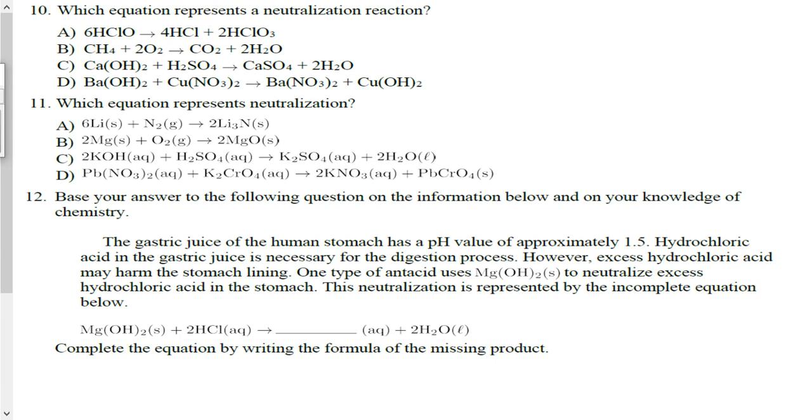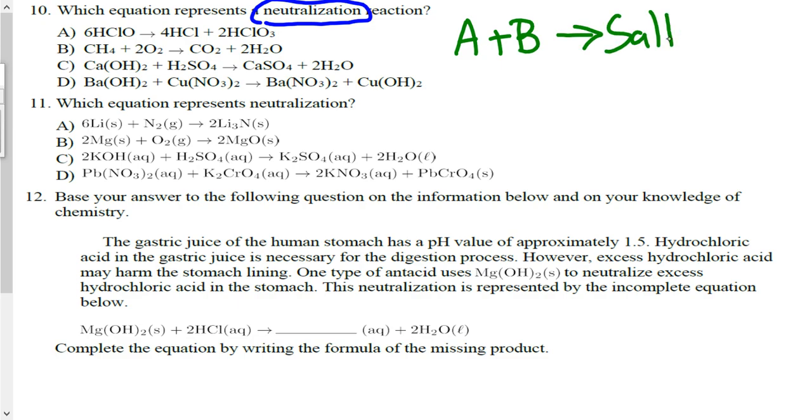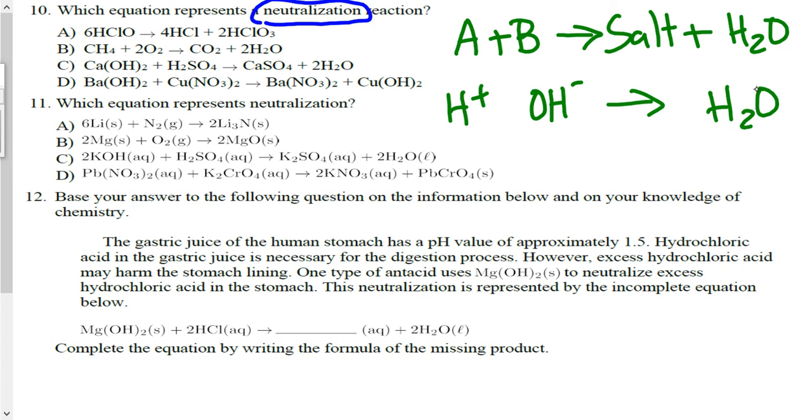All right, question number 10, where we have to focus on the word neutralization. What is a neutralization reaction? We have an acid reacting with a base to produce salt and water. Acids donate all the hydronium ions. Bases will produce all the hydroxide ions, and these two are used to produce water. So which one is a neutralization reaction?